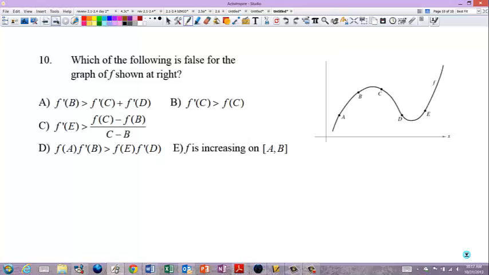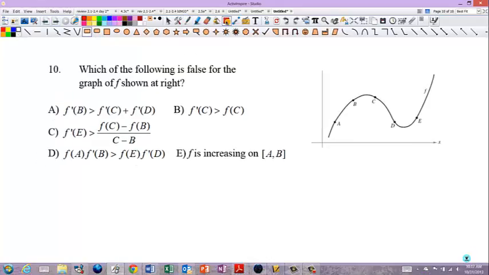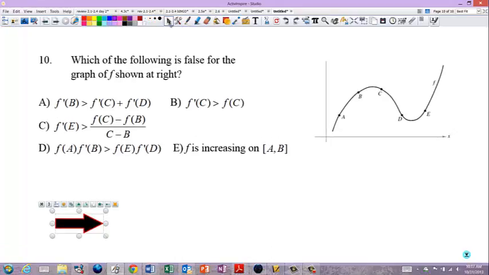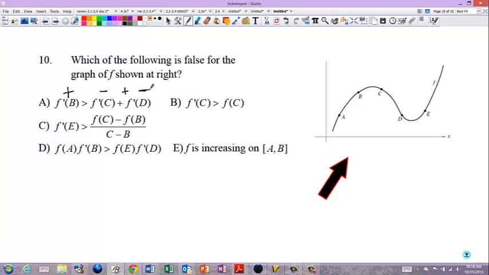Which of the following is false for the graph shown at the right? Well, let's go one at a time. Let me get an arrow so that we can look at this one. This was one of the most commonly missed questions. Okay, f prime of b is positive, is greater than f prime of c is negative, f prime of d is negative, is greater than a negative plus a negative. So that one's true.